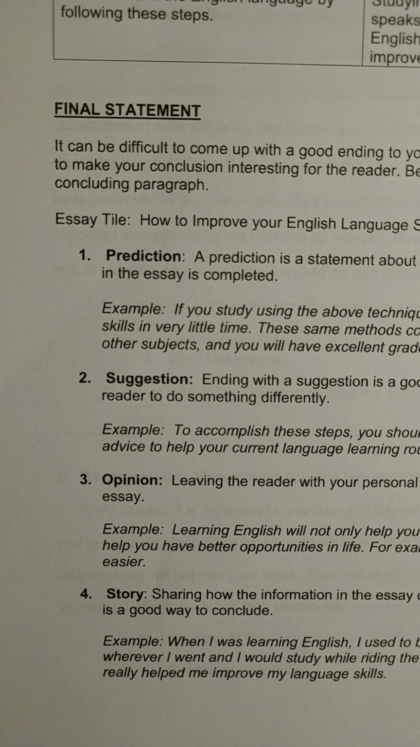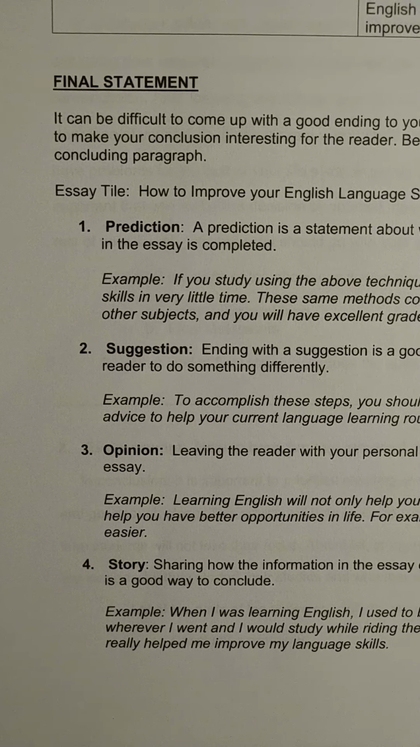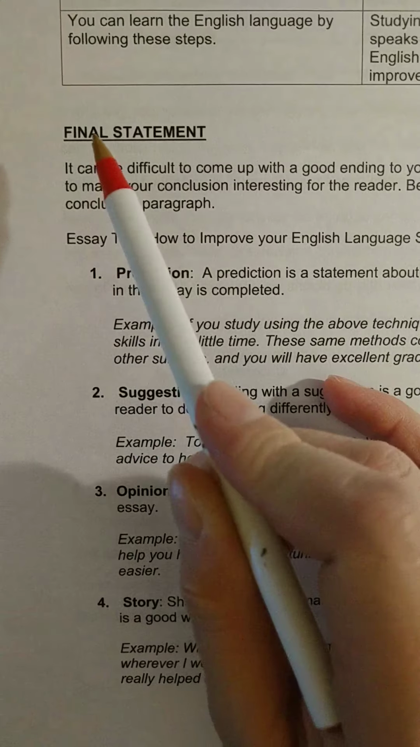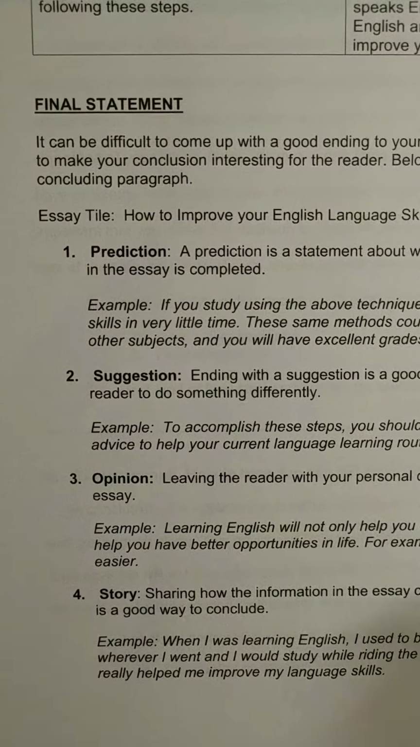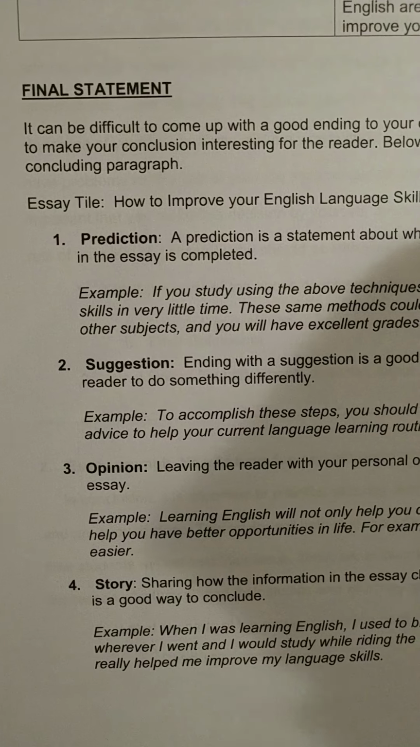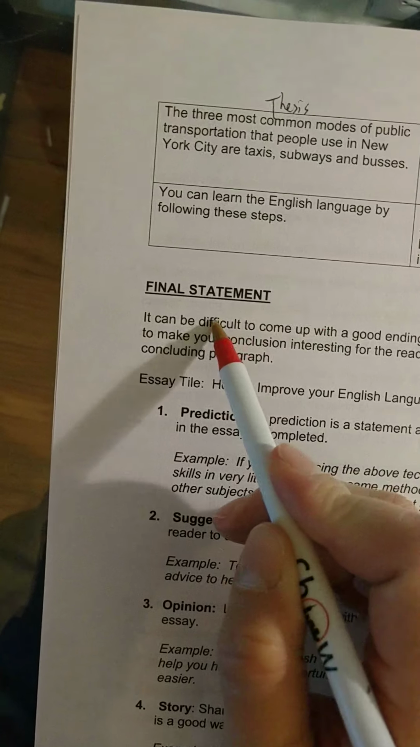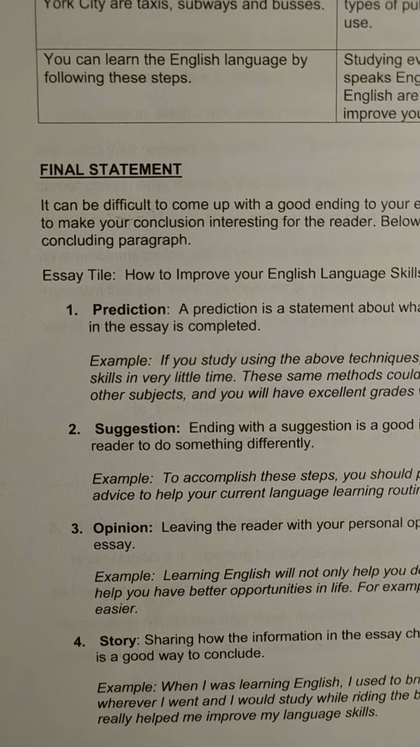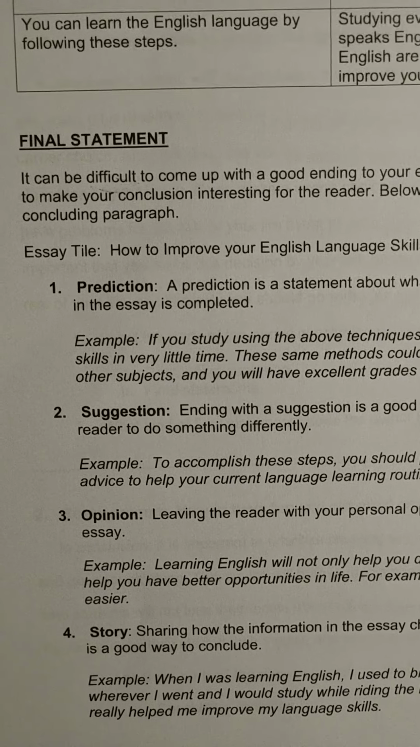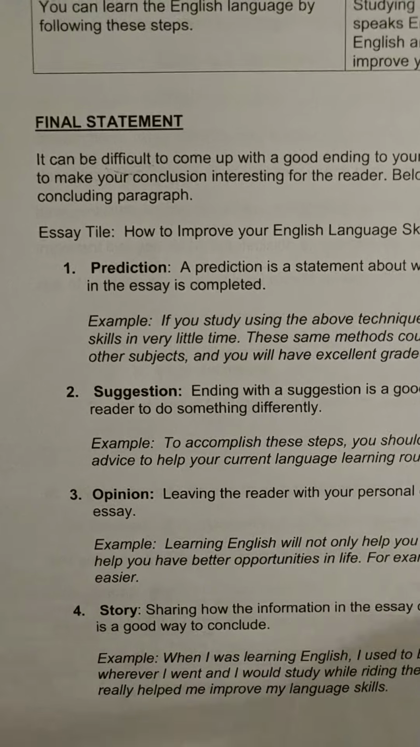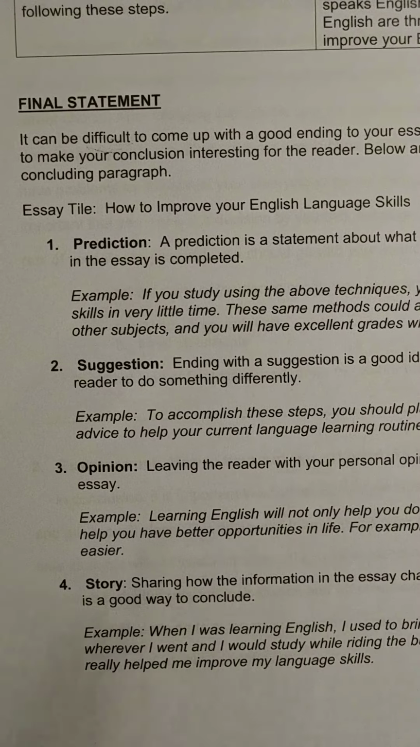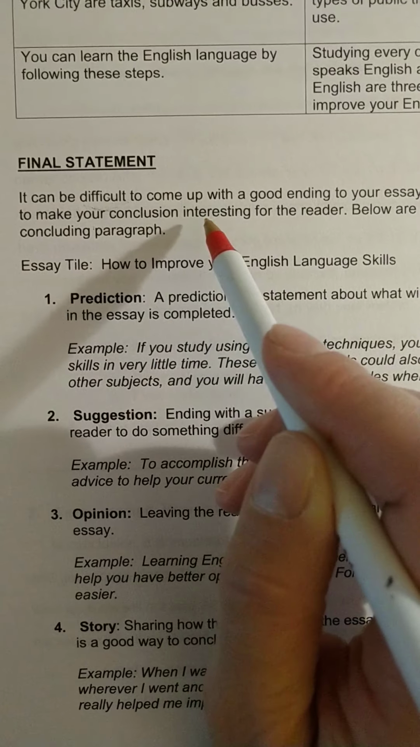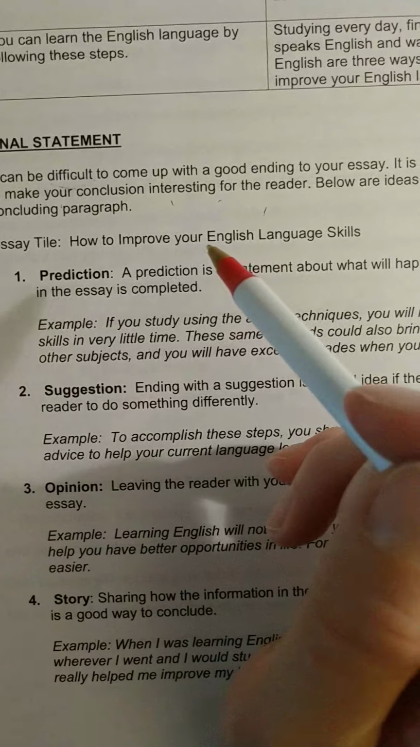Now, after your concluding sentence, what do you write? It's often difficult to figure that out. I call it a final statement. Okay, some closing ideas, basically. And this part can be difficult. In the introduction, the hook can be difficult. In the conclusion, this final statement can be challenging. So you want to make your conclusion interesting for the reader, just like the hook.